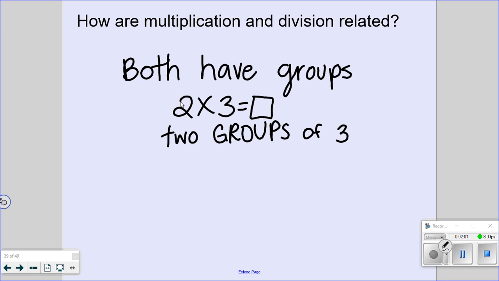What's that? I don't know. Groups of three.